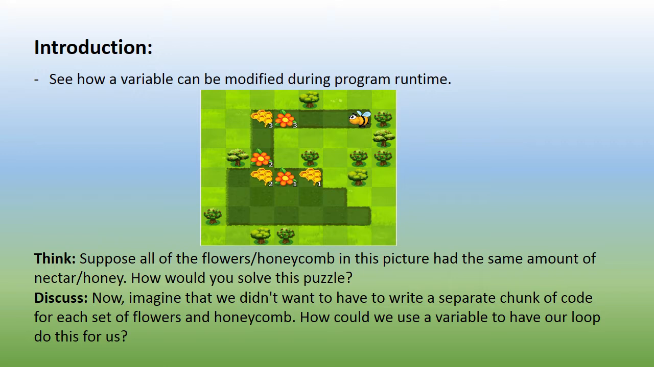Now imagine that we didn't want to have to write a separate chunk of code for each set of flowers and honeycomb. How could we use a variable to have our loop do this for us? This is what we are going to talk about later in this lesson.